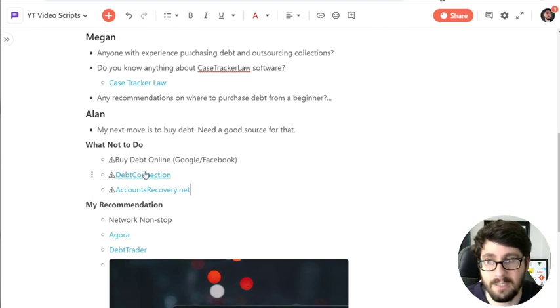Same with DebtConnection. No, not same with DebtConnection. DebtConnection is not really good for much of anything. If you need to find some obscure company that does voice over IP and they're collection friendly, maybe you can find them listed in the directory there. But if you're buying debt, stay away from these three sources right here. You're going to lose money. You're going to get ripped off.